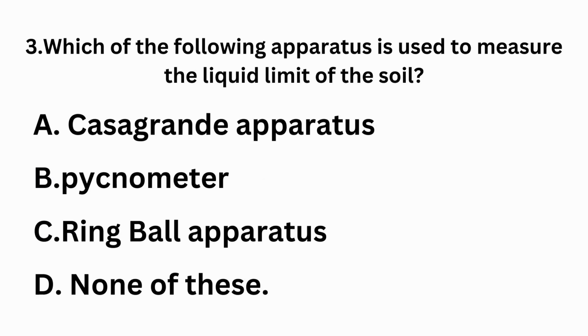Question number 3. Which of the following apparatus is used to measure the liquid limit of the soil? Option A. Casagrande apparatus, B. Pycnometer, C. Ring ball apparatus, and D. None of this. So the correct answer is A. Casagrande apparatus. Casagrande apparatus is used to measure the liquid limit of the soil. Pycnometer is used to determine the specific gravity of the cohesionless soil and water content. And ring ball apparatus is used to determine the softening point of bitumen materials.